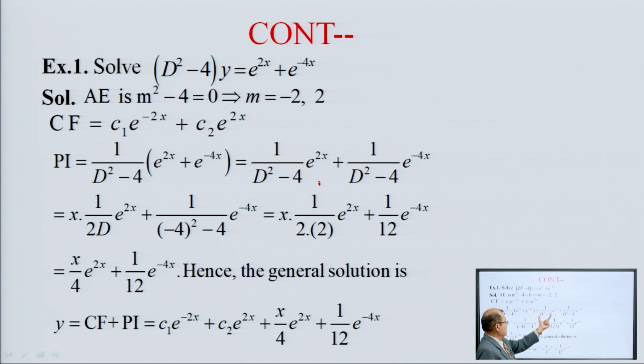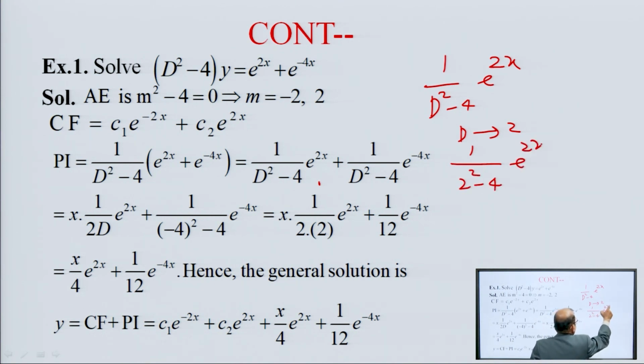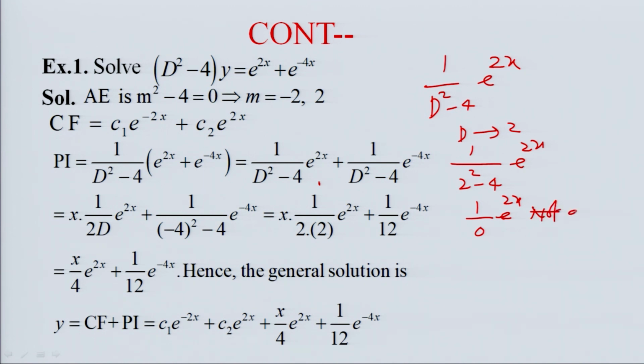Here the denominator becomes 0, so we have 1 by D square minus 4 e^(2x). Put D equal to 2, and we get 2 square minus 4 times e^(2x), which means the denominator vanishes and we cannot find the solution. It is meaningless, not a solution.